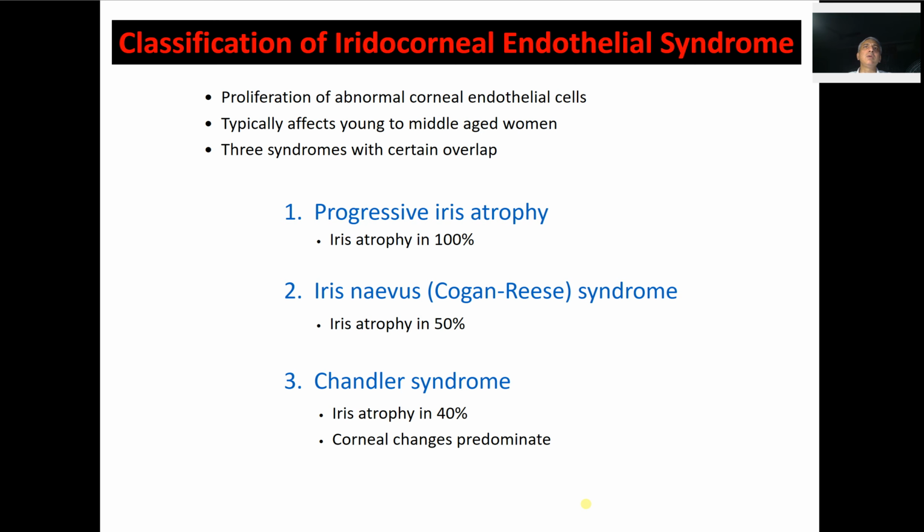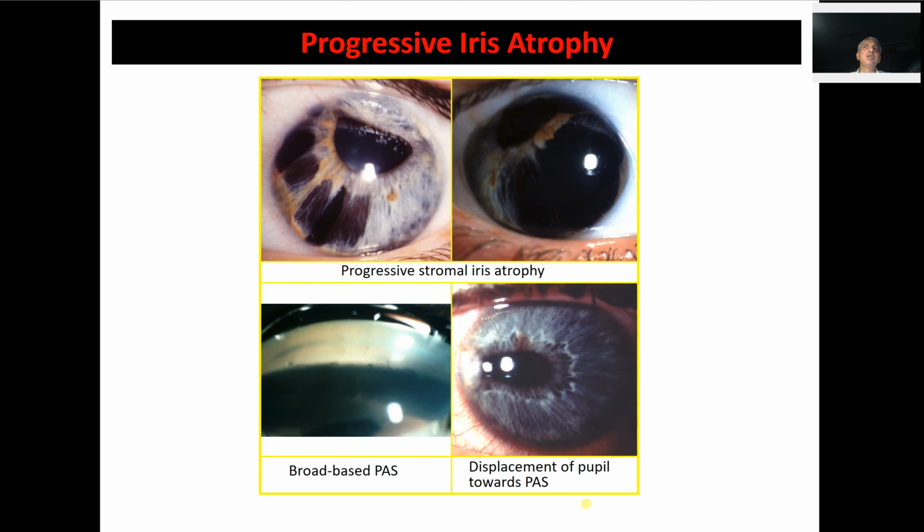In iris nevus, you get iris atrophy in 50%. And in Chandler syndrome, iris atrophy is present in 40%, where the corneal changes predominate. So there is progressive iris atrophy. There are multiple holes in the iris, or there are multiple pupils. When there is more than one pupil, that is called corectopia. And you see the iris is markedly atrophic. There's broad-based peripheral anterior synechiae as well.